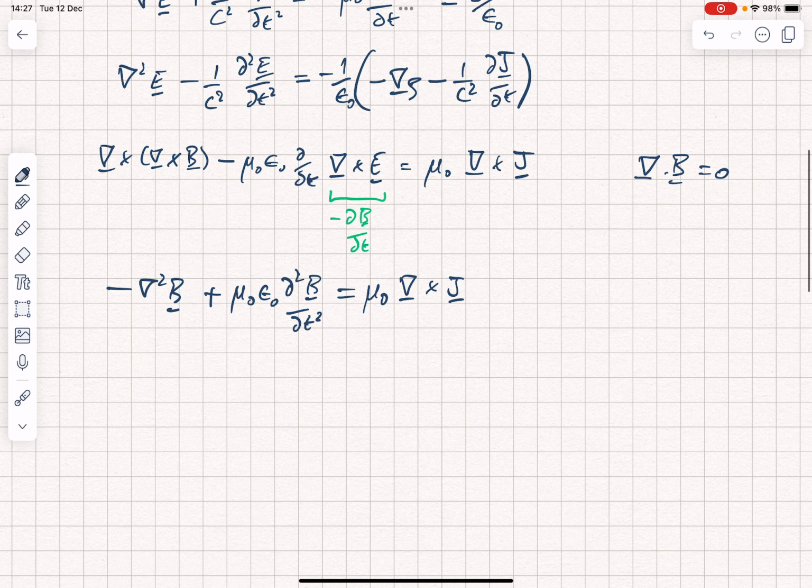And if I just multiply it by minus 1 and convert the mu naught epsilon naught into 1 over c squared, then I get del squared B minus 1 over c squared d2B by dt squared is equal to minus mu naught curl of J. And again, that's really not a very pleasant equation to try and solve. It's complicated, and the curl of J is not going to be something that's very helpful.